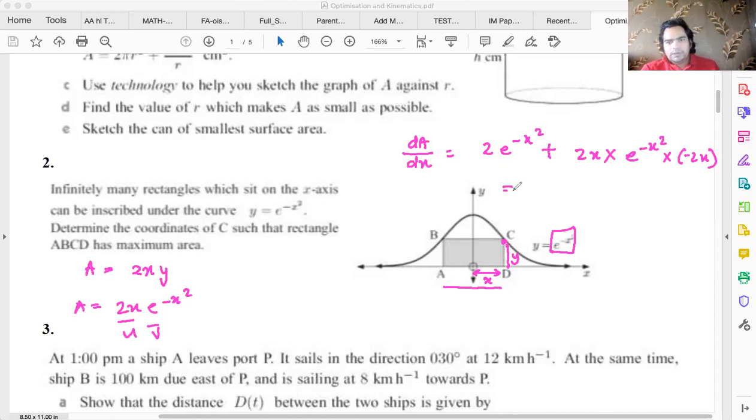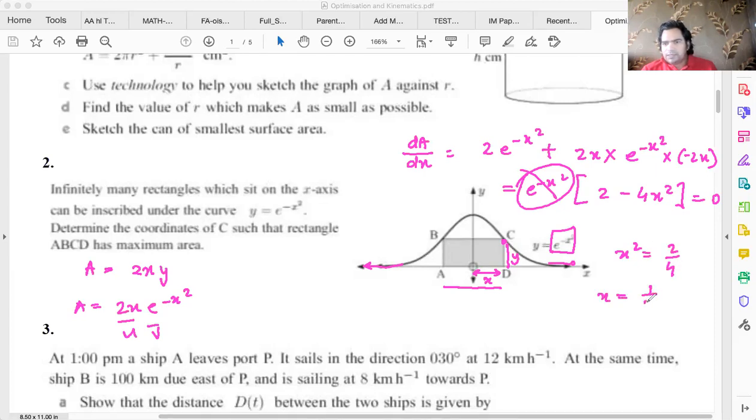Now, taking e to the power negative x squared common, we get 2 minus 4x squared equals 0. We know that the e to the power negative x squared function can never be 0; you can see that this has a horizontal asymptote and it's always positive. So this can't be 0, so this must be 0. That gives x squared equals 2 by 4, which is 1 by 2, and gives us x equals plus or minus 1 by root 2.